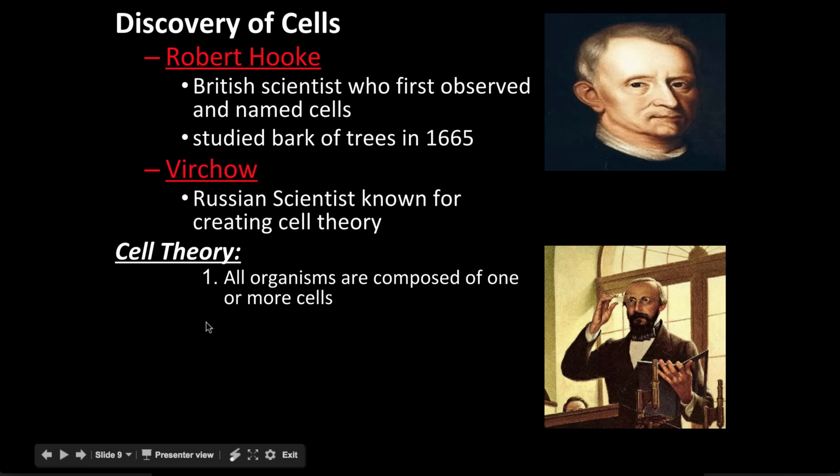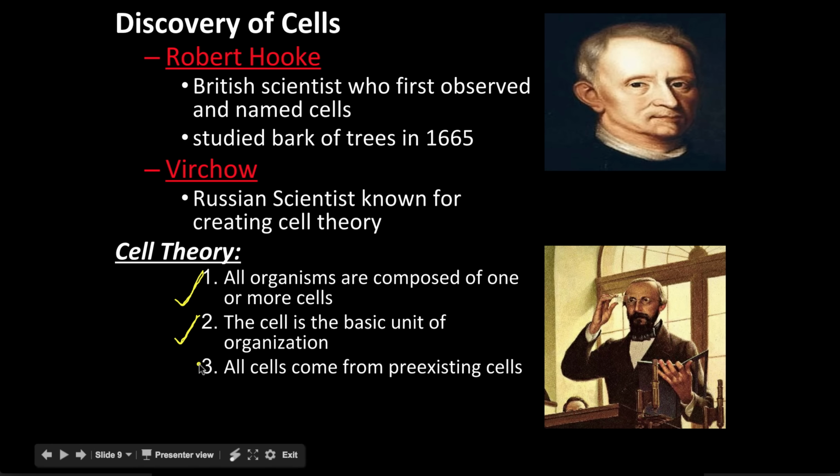The first is that all organisms are composed of one or more cells. That's really important to understand, that living things have characteristics of life. We talked about it. That's where that comes from. They have to be made up of at least one cell. The next thing is that cells are the basic unit of organization, structure, and function in living things. And then the final thing is that all cells come from pre-existing cells, so the cells must be multiplying, reproducing in some way.